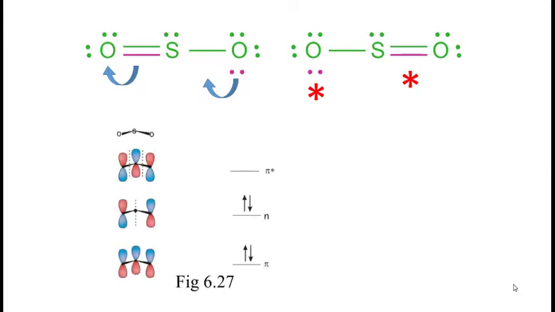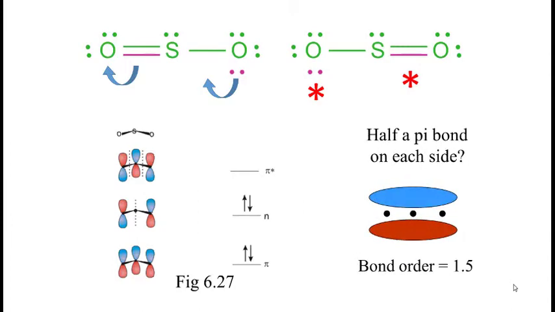The central sulfur is sp2 hybridized with one leftover p orbital. This p orbital can mix with p orbitals on the oxygen atoms to form three molecular orbitals as shown in figure 6.27 from the textbook. In the bottom orbital, the signs and therefore the colors line up. This is a pi bonding molecular orbital, but it is spread out or delocalized over all three atoms.